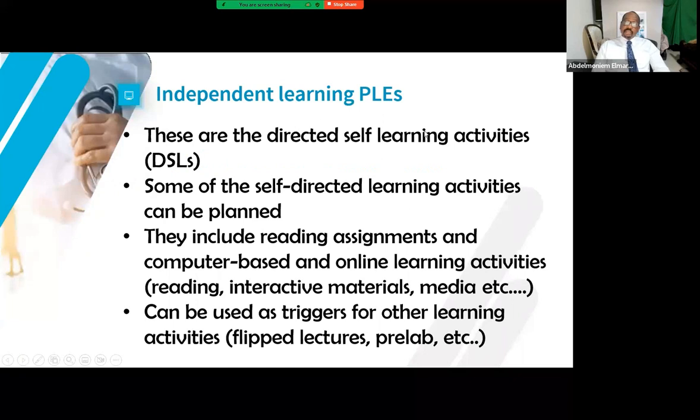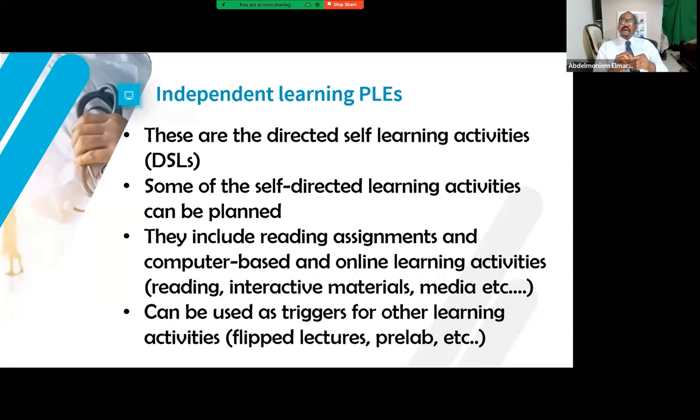Now, there is some independent learning that is planned. It is independent learning, but it is planned. These are called directed self-learning activities, DSLs, directed because they are put in a schedule and planned for. There are objectives to be achieved and so on. Some of the self-directed learning activities can also be planned.